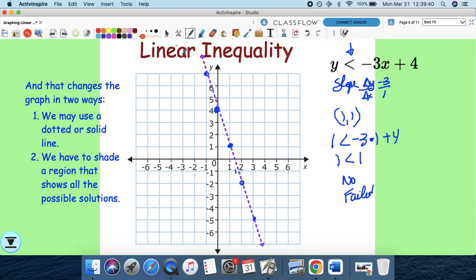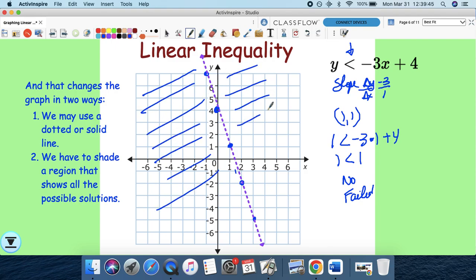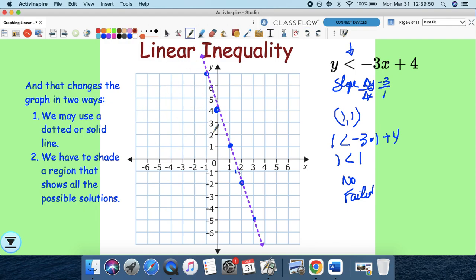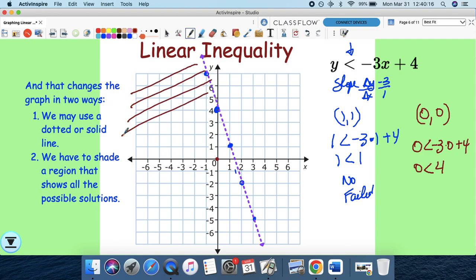Okay. Now we need to either shade below the line or above the line. And the way we do that is, like I said before, we pick a test point. So let's pick the easiest one. Pick 0, 0. It's below the line. So if 0, 0 works, everything below the line will also work. So let's plug it in. 0 less than -3 times 0 plus 4. 0 is less than -3 times 0 is 0, plus 4 is just 4. Is 0 less than 4? Yes, it is. So that's telling you that because 0, 0 worked, every point on the same side of 0, 0 will also work.